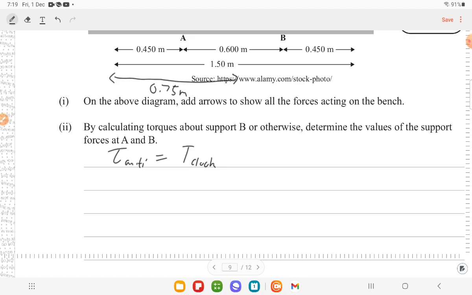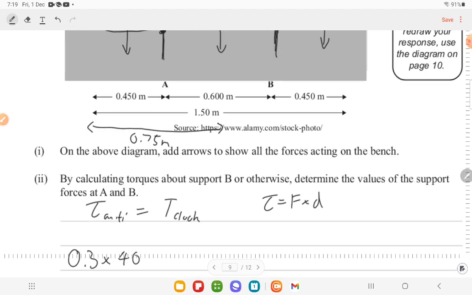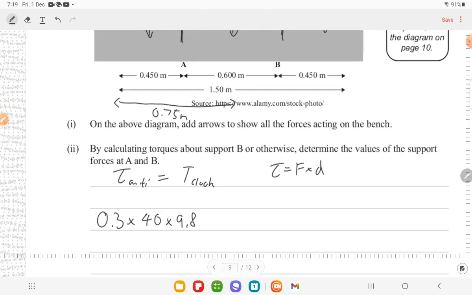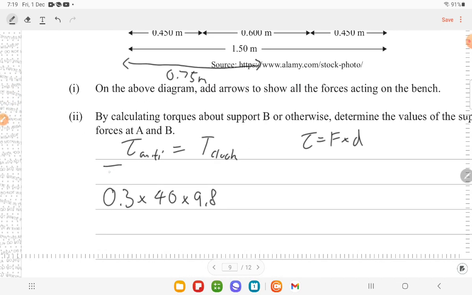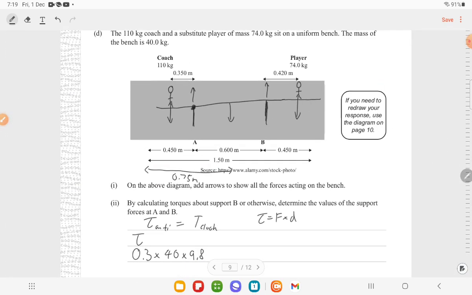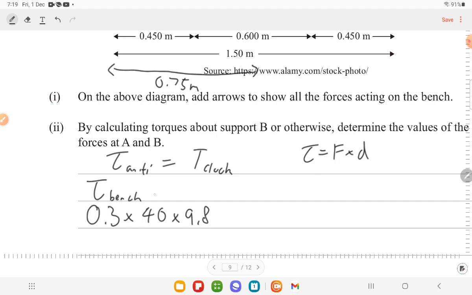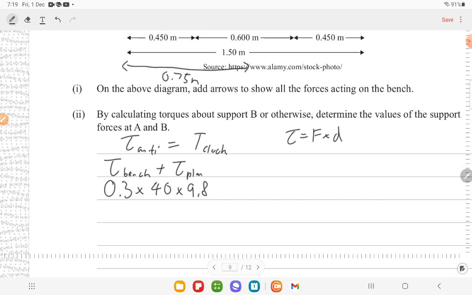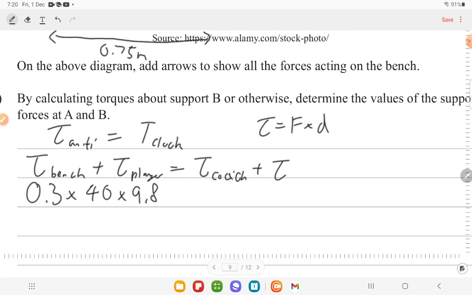So 0.3 times, and torque is equal to force times distance. So this distance is 0.3 times 40, which times 9.8. It might be better to write torque of bench plus torque of player is equal to torque of coach plus torque of support B.